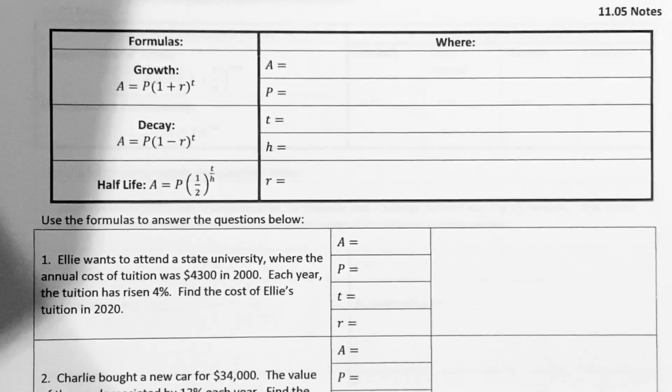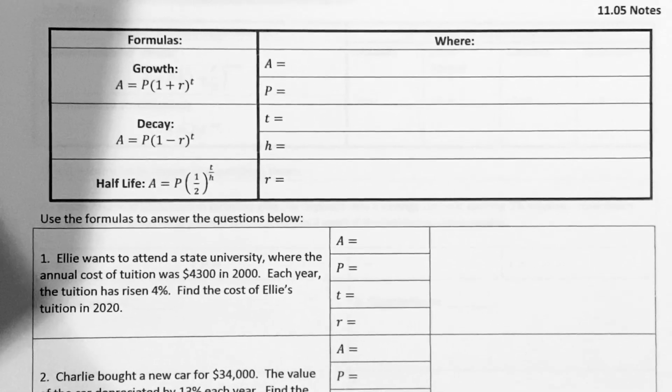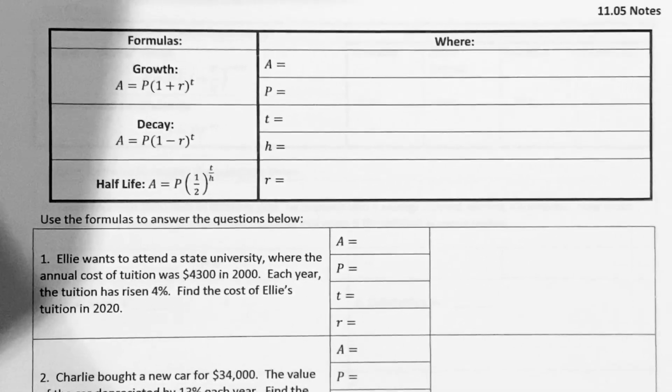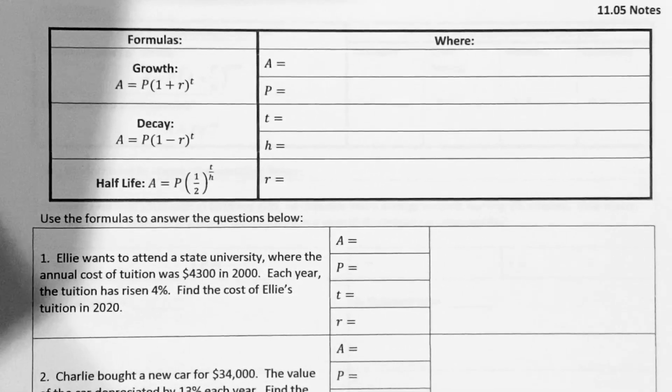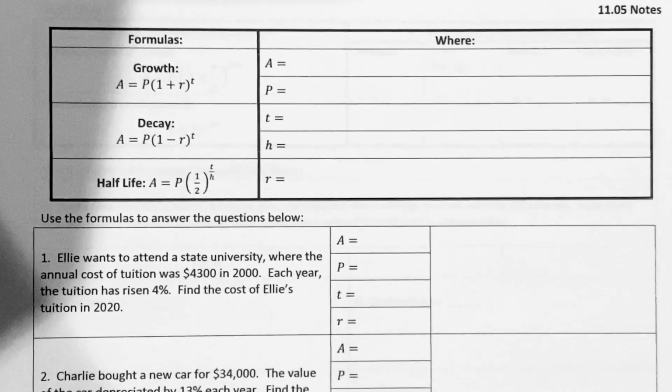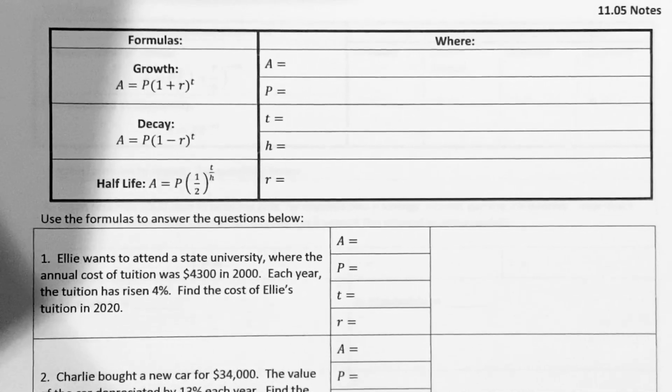But before we get into doing anything with the formulas, let's talk about what each variable means. So we have the three formulas. We have growth, decay, and half-life. Some of you might have used half-life in a science class, maybe chemistry or physical science. I know that they use half-life, and it might be a little different. Maybe the variables might be slightly different than you've seen, but basically it's the same thing.